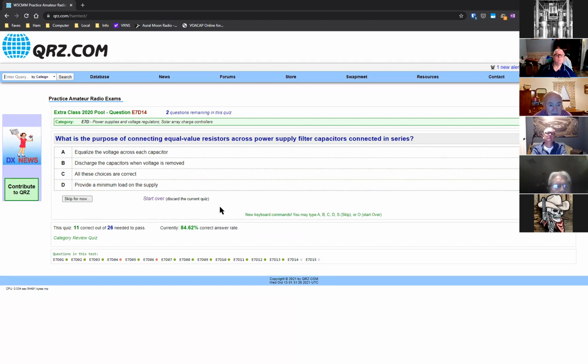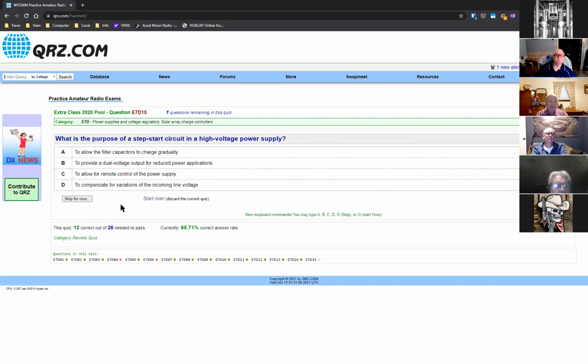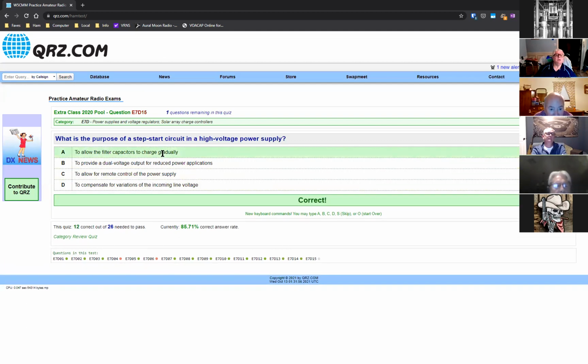What is the purpose of connecting equal value resistors across power supply filter capacitors connected in series? Discharging. Yeah, all of these are correct. What is the purpose of a step start circuit in a high voltage power supply? A. Yeah.